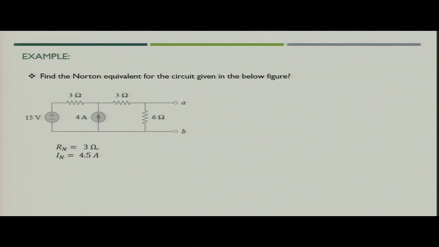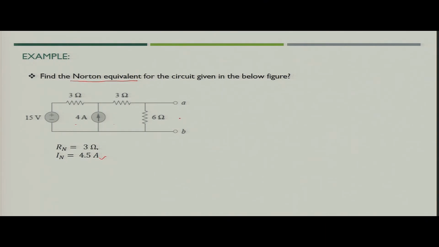So, now let us see another example where you need to find out the Norton's equivalent for the circuit given in the figure. Now, here the important thing is that the source, which is 4 ampere current, is common to both of the meshes. So, what we can do? We can utilize our source transformation technique, and then we can find out the values of Norton's current.